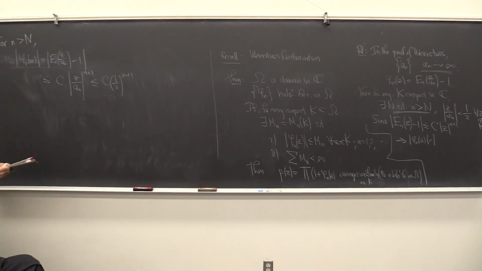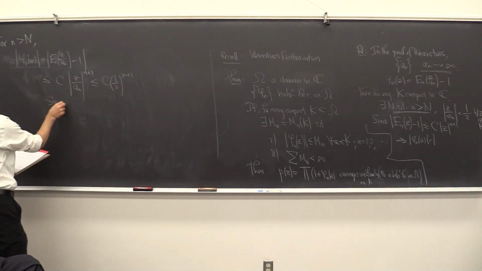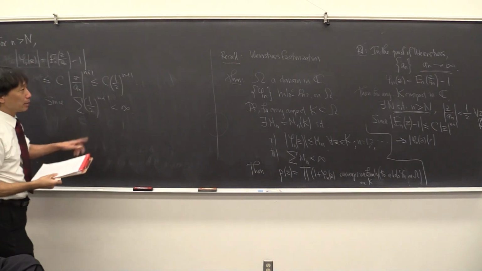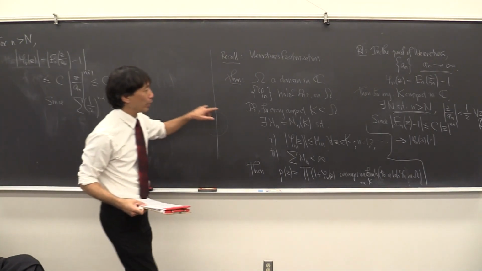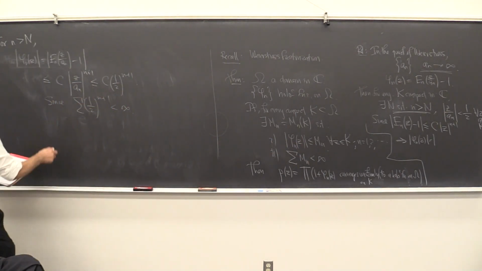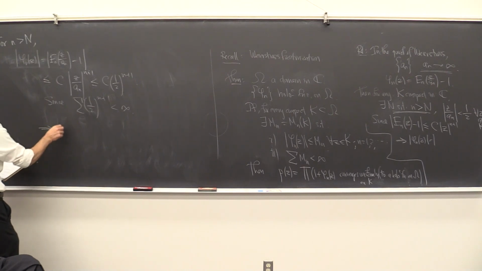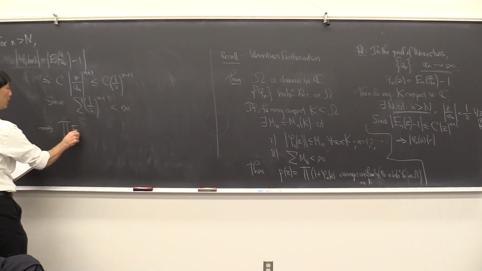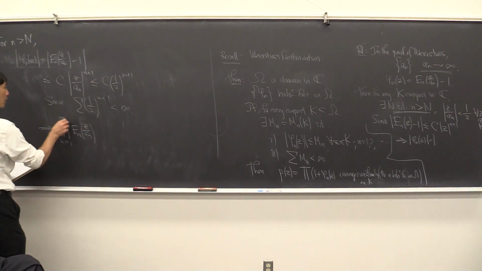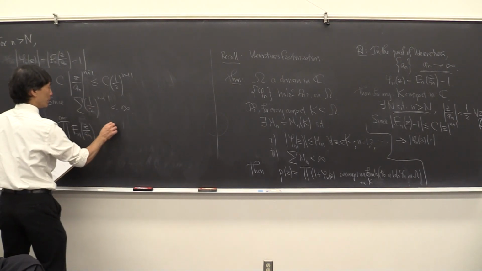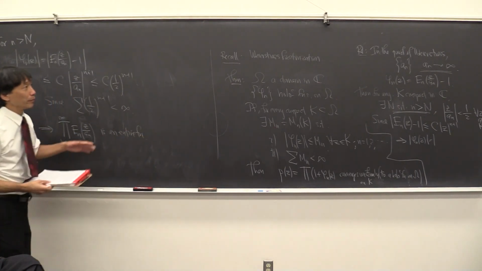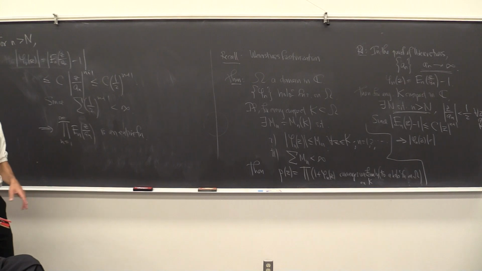And since of course this is finite, these things here are our m sub n's. Since the sum of those guys is finite, we get that the product of e sub n z over a sub n is a holomorphic function, an entire function. It's a holomorphic function on C.